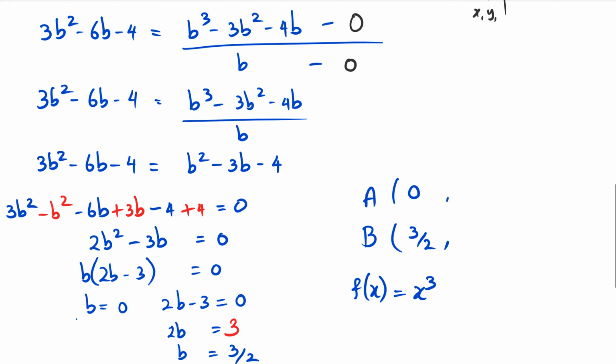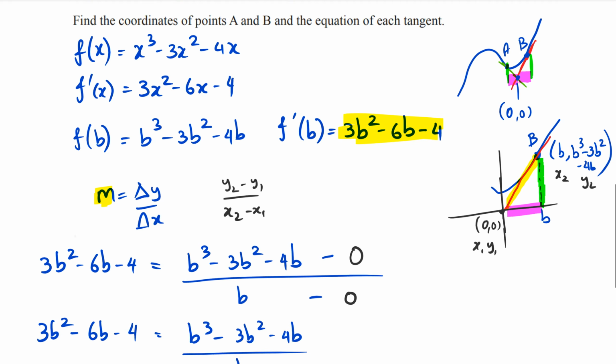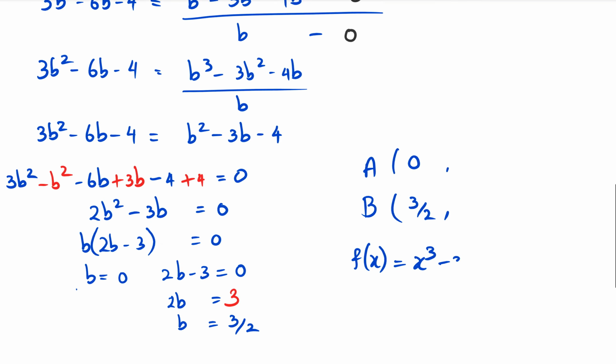X cubed, what was it? Minus 3x squared minus 4x. Now when we put f of 0, that's nice because everything becomes 0. So the a value becomes 0, 0 itself. And then we've got f of 3 over 2.